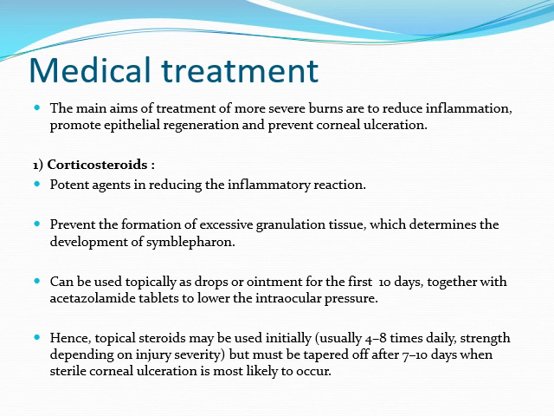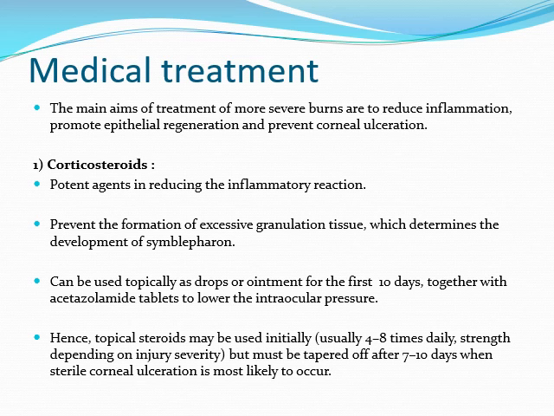Treatment of chemical injuries is emergency, and the treatment lasts for many days. Treatment is immediate period management, first aid. Then it will be for the intermediate duration management and late management of the chemical injuries. Of course, it depends on the severity of the chemical injuries. So, medical treatment, aim of the treatment is to reduce the inflammation, promote epithelial regeneration, and prevent corneal ulceration.